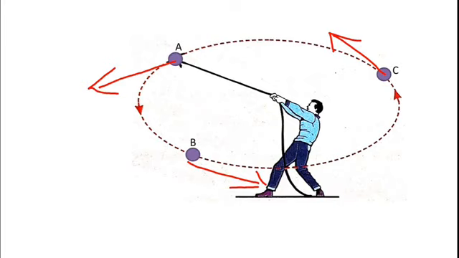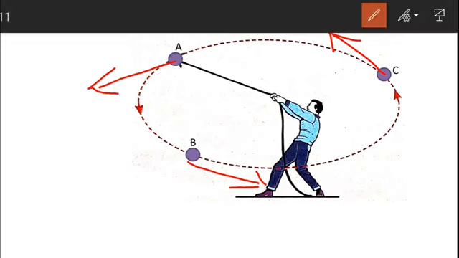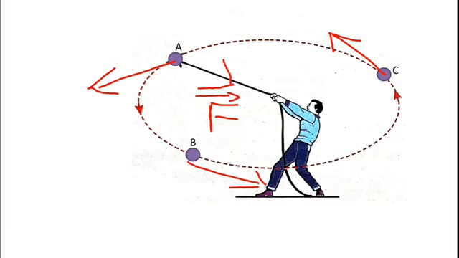Centripetal force means center seeking force. Now here you can see the force which is responsible for producing acceleration in uniform circular motion is always acting towards the center along the radius. So here this is the force, and this force is known as centripetal force. So we can say that centripetal force is responsible for uniform circular motion.